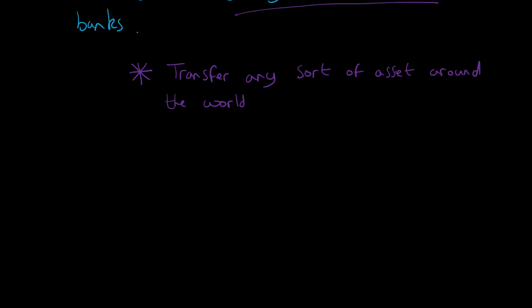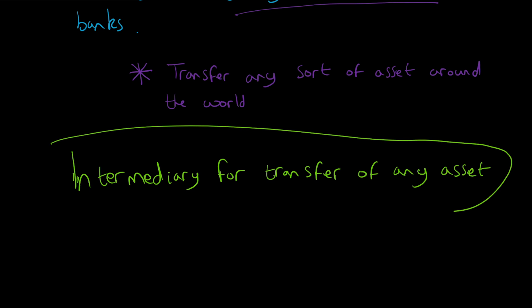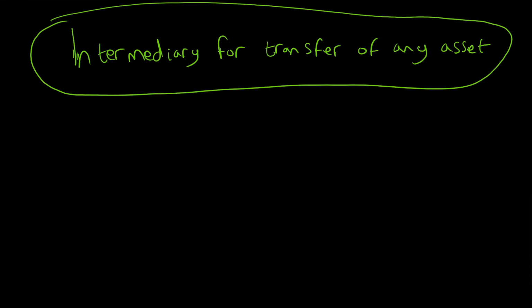So the best way to think of it, like I said, is as an intermediary for transfer of any asset. So that's a pretty decent way of thinking about it. If you had to explain it to somebody in one sentence, that's probably what I would say: intermediary for transferring of any asset.